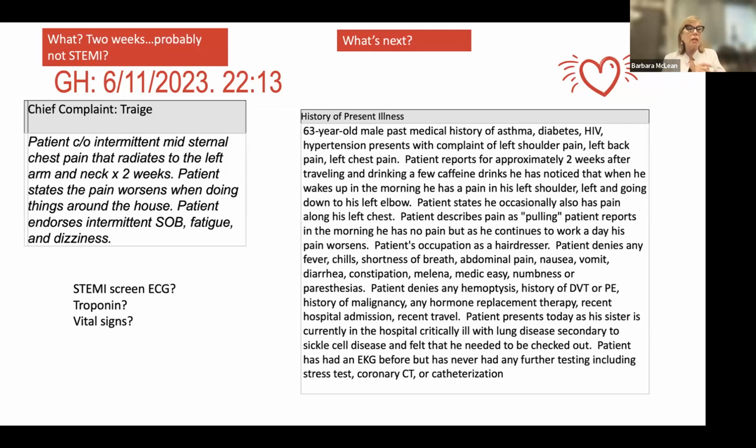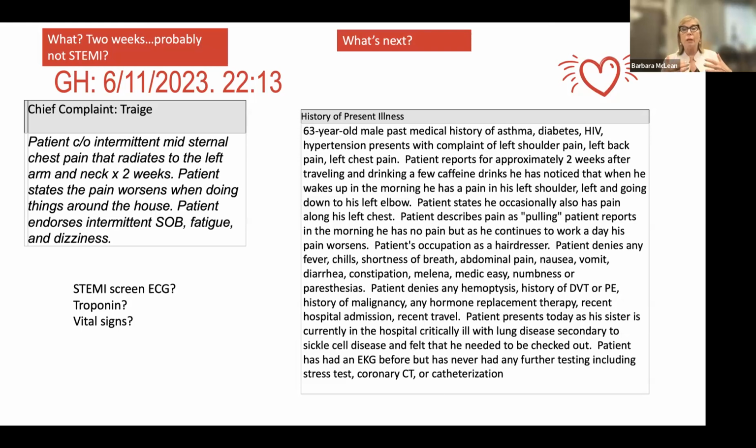And he presents to the ED today, not because he thought he should come to the ED, but because his sister is in our sickle cell unit. She's been acutely admitted. She's critically ill with profound lung disease and profound microcoagulopathies because of her sickle cell disease.